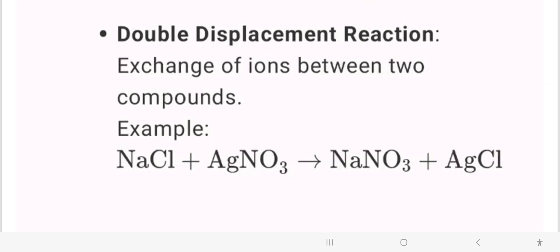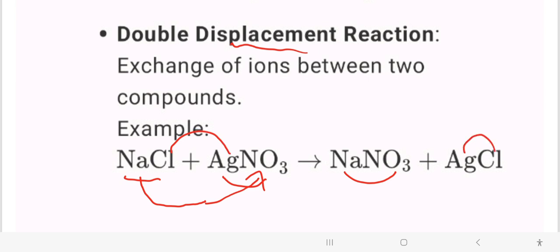In the double displacement reaction, you can observe an exchange of ions between two compounds. So here, for example, NaCl, sodium chloride, reacting with silver nitrate. So here you can observe two displacements: sodium and NO3 are getting combined to form sodium nitrate, and AgCl, silver chloride, is getting formed.